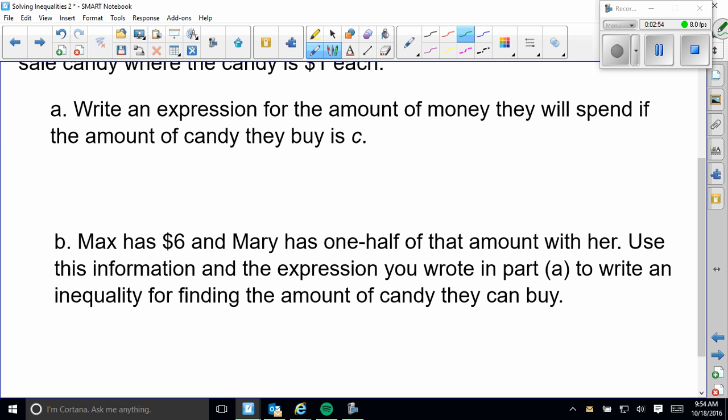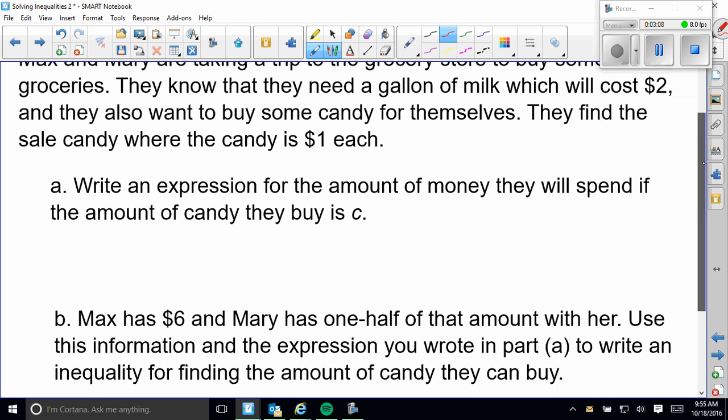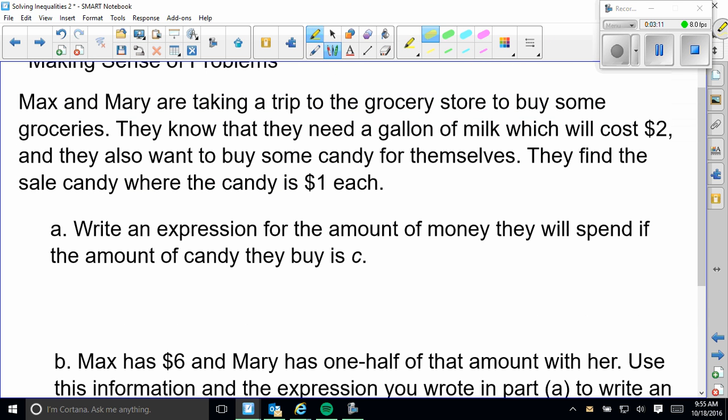So we are going to write an expression. Remember, an expression does not have an equal sign, or in this case, an inequality sign, for the amount of money they will spend if the amount of candy they buy is C. So looking back up here at our problem, we're going to highlight the important information. So we know they have to buy a gallon of milk, and that's going to cost them $2. We also know they want to buy candy, and that the candy is $1 each.